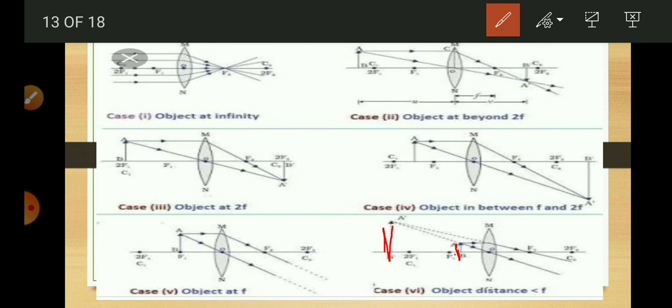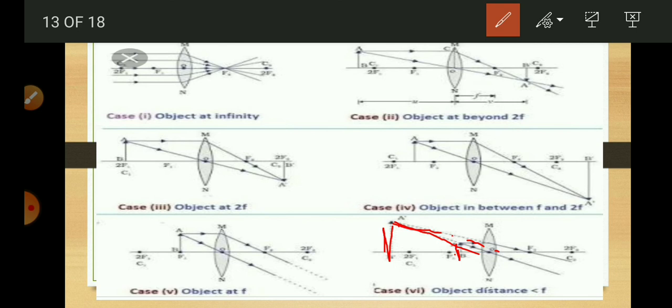To construct this ray diagram, again we have to take two rays from the top of the object, that is from point A. We can see that refracted rays are divergent rays, and so they do not intersect with each other. But when we produce them backward, we obtain the image. So if we extend these refracted rays backward, we obtain the image A dash B dash, which is virtual, erect, magnified and behind the object on the same side.